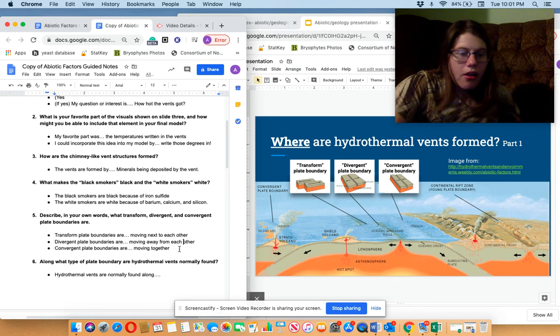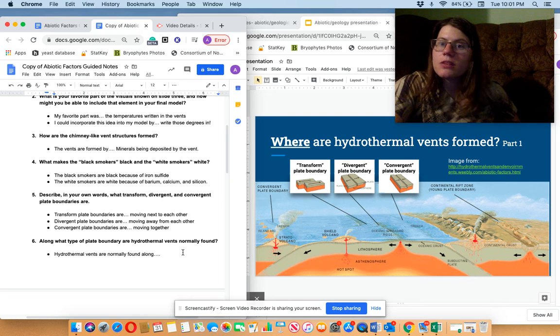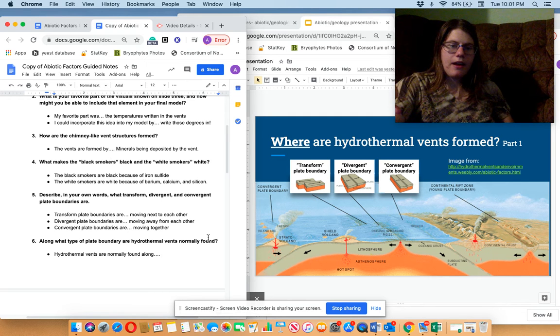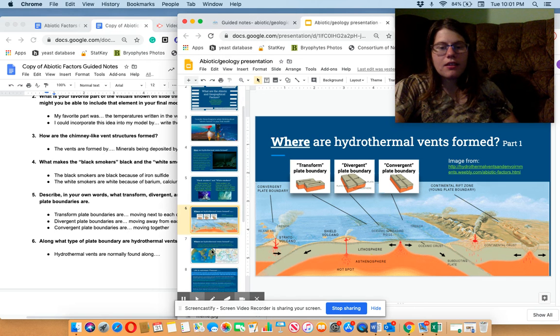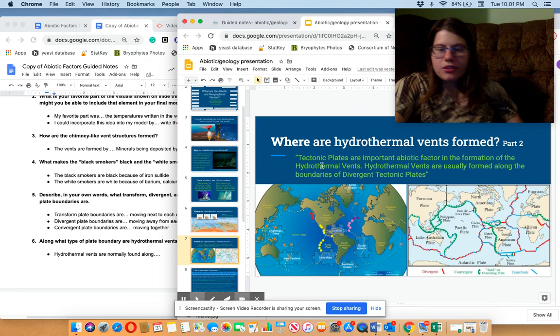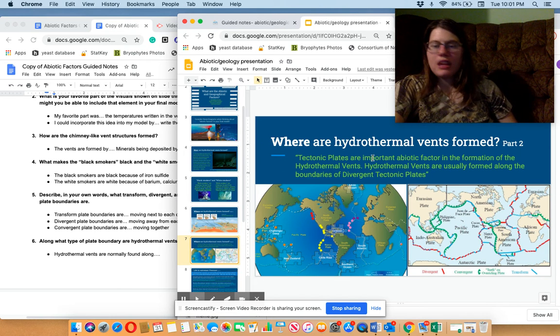Anyway, question 6 brings us back to hydrothermal vents. Along what type of plate boundary are hydrothermal vents normally found? Well, let's look at that. Hydrothermal vents are usually formed along the boundaries of divergent plate tectonic plates.